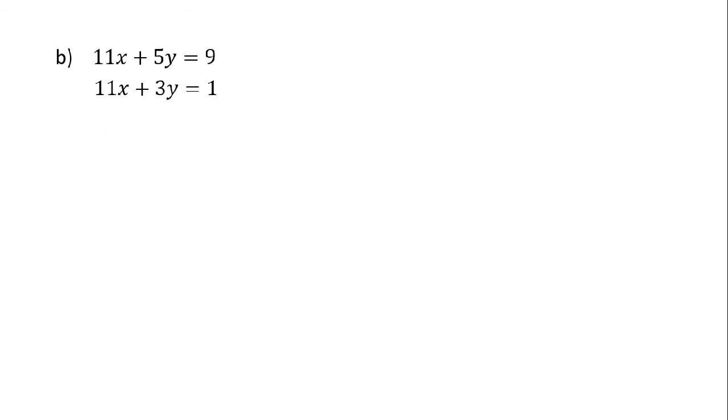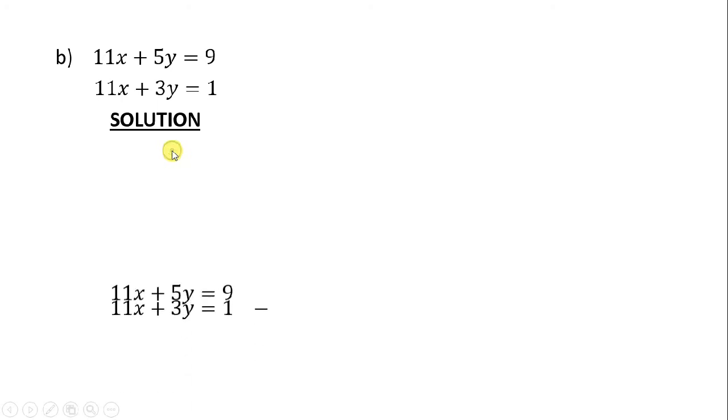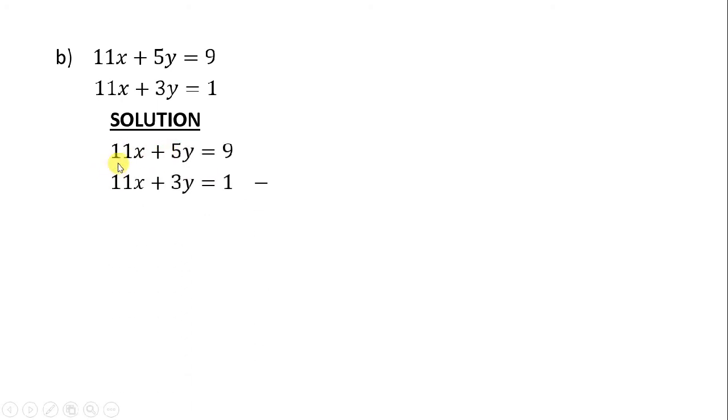The next example, we have 11x plus 5y is equals to 9 and 11x plus 3y is equals to 1. So when you look at these two equations, you find that 11 and 11 are the same. We have the same coefficient here, meaning we can eliminate what? X. So the signs are the same. Both of them are positive. When the signs are the same, what are we supposed to do? We are supposed to subtract.